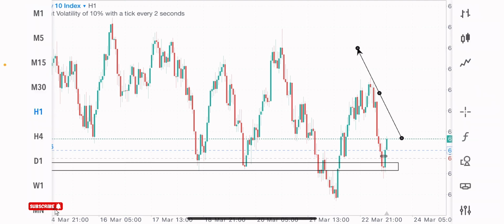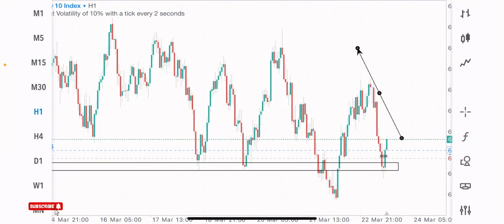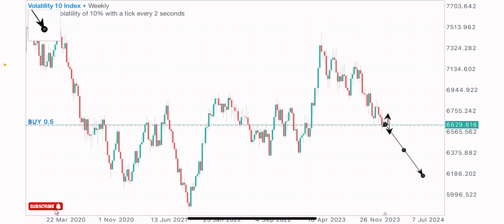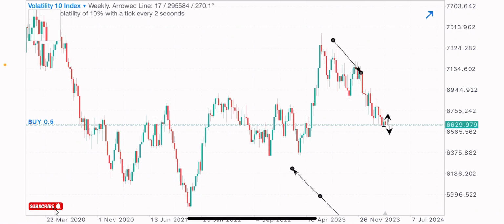I'll be having a market breakdown on this index as well. We'll be analyzing from a higher time frame down to a lower time frame. So coming to the weekly time frame on V10 index, you can see the current market direction, and it's clear that this index is on a downtrend.